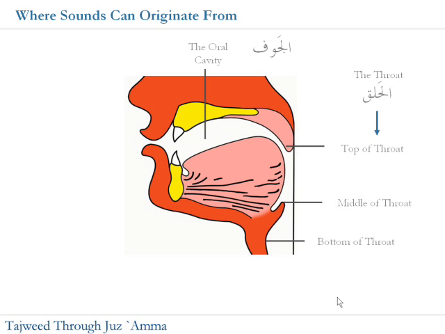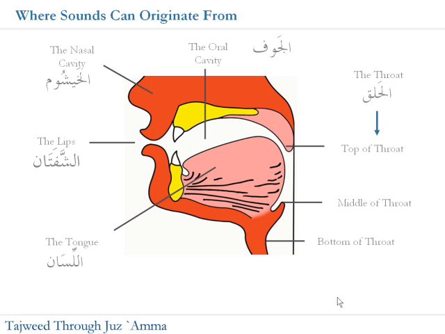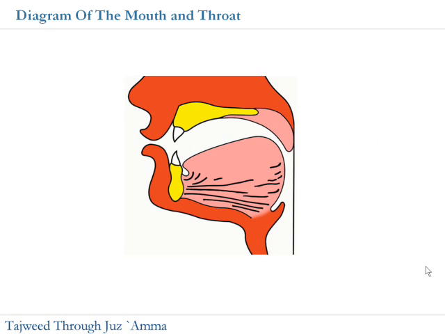Then we have what is known as the oral cavity, i.e. the room within, or the space within your actual mouth, known as the jawf. Then we have the nasal cavity, so that's the air passage in your nose, and that's known as khayshum. Then we have the lips, and there are two lips obviously, and they're known as the shafatan. Then we have the tongue itself, which is known as the lisan.